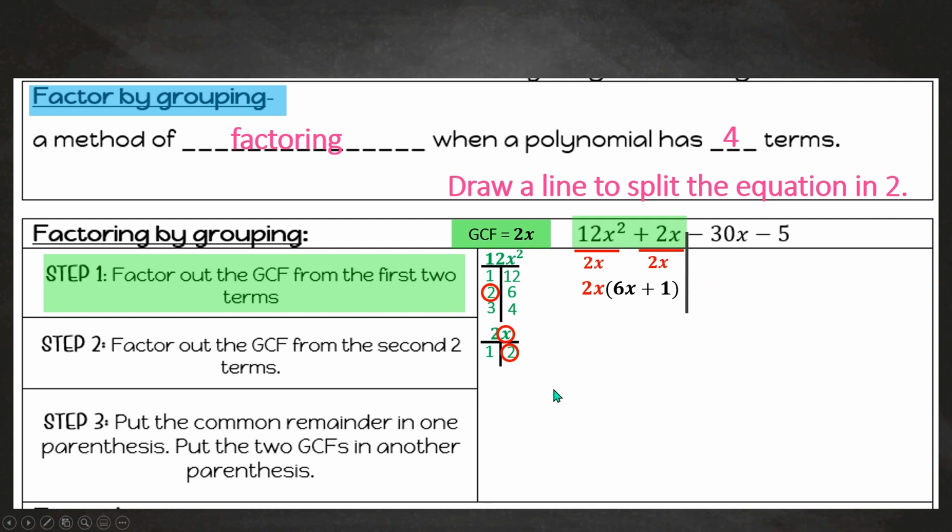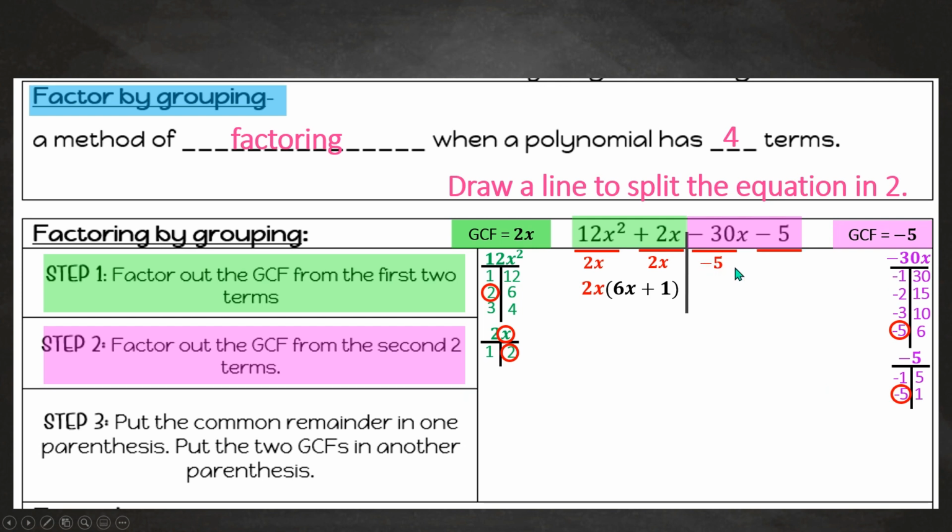Now I'm going to find the GCF of the second 2 terms. So we have negative 30x and negative 5. So the factors of negative 30x are negative 1 and 30, negative 2 and 15, negative 3 and 10, negative 5 and 6. Now I'm going to find the factors of negative 5, and negative 5 are negative 1 and 5 or negative 5 and 1. Now here my greatest common factor is going to be negative 5. Now you'll see here in a minute why I factored out the negative 5 and not just a positive 5.